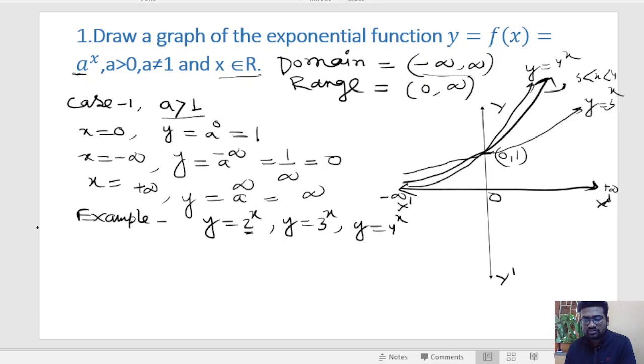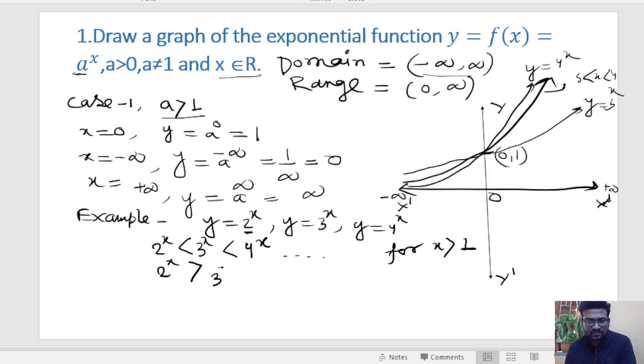And we can get the result, for a greater than 1, 2 to the power x less than 3 to the power x less than 4 to the power x, and so on for x greater than 1, and again 2 to the power x greater than 3 to the power x greater than 4 to the power x, and so on for 0 less than x less than 1.